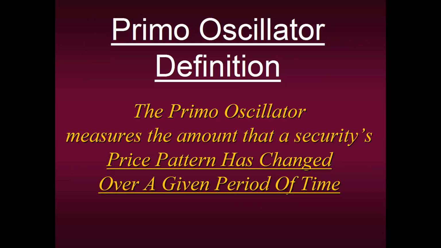Here's where the Primo oscillator is different from that. The oscillator measures the amount that a security's price pattern has changed over a given period of time. So what we're doing is we're looking for a specific price pattern in the security, and then we're measuring that to see how much it has changed over a given period of time. So it's entirely different than most oscillators.